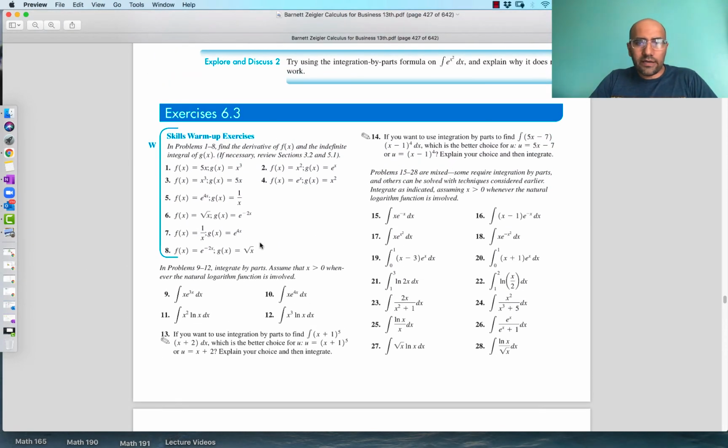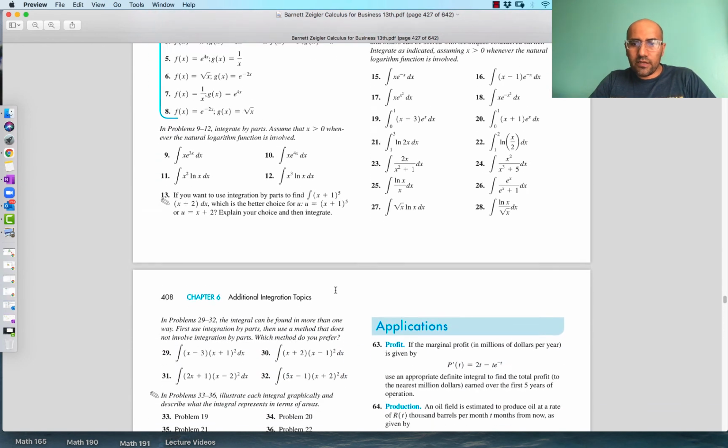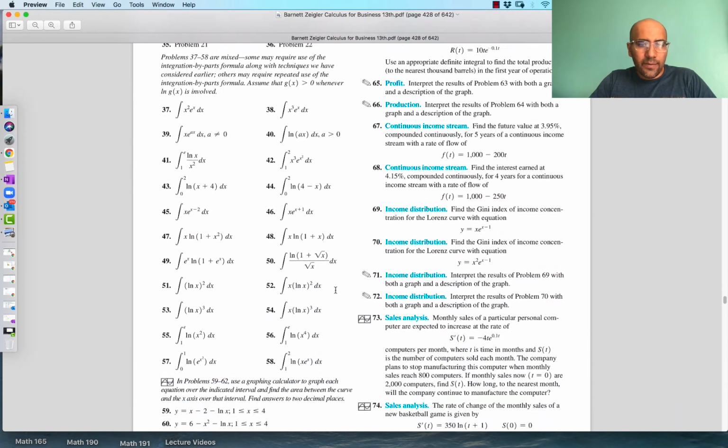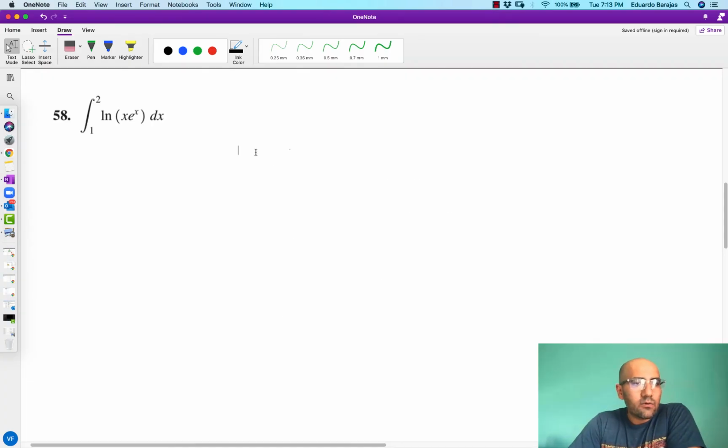All right, so here are the exercises from 6.3. We've done lots of indefinite integrals so far, hopefully enough to get you to a point where you can do your homework. But let's try one of the definite integrals. So let's try number 58. We'll see how they connect. Okay, let's say we're asked to find this definite integral, the integral from 1 to 2 of ln x e to the x power dx.